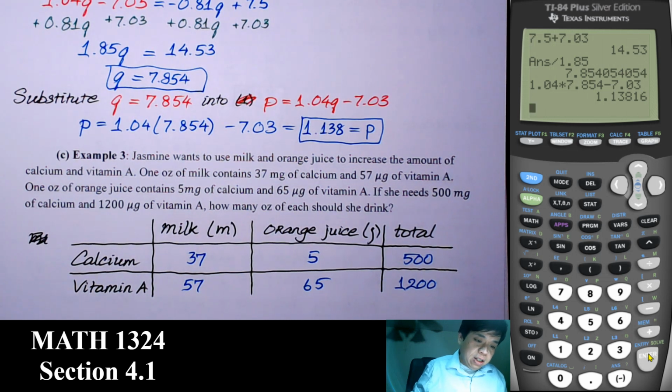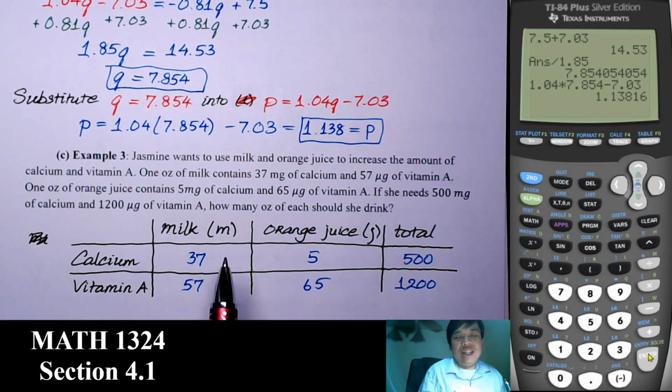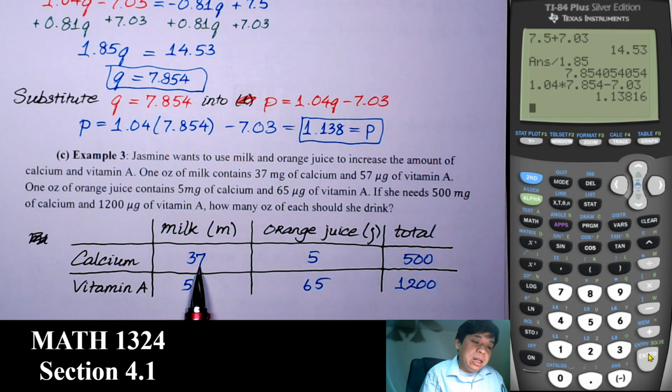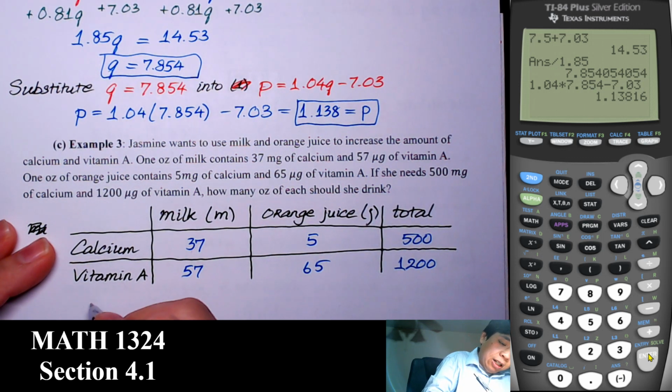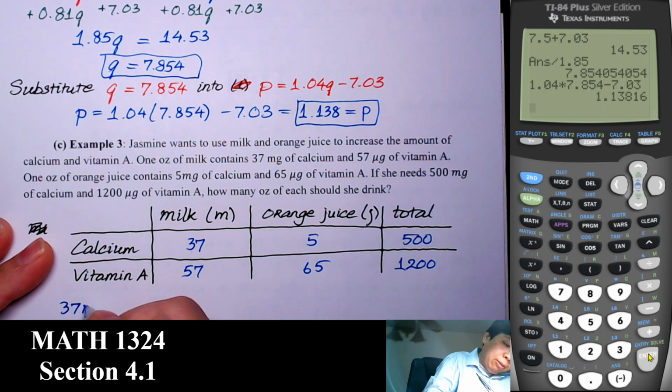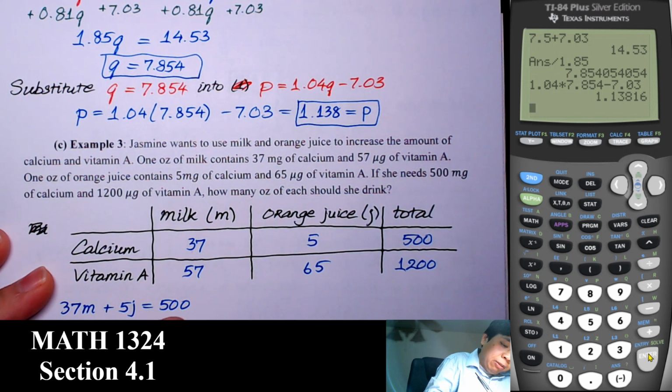What we have is for 1 ounce, so of course you have to drink more than 1 ounce. I assume that makes sense, right? So we multiply 37 by M. That's how much calcium you get from milk, and 5 times J is how much you get from orange juice. So we have 37m plus 5j equal to 500, and 57m plus 65j equal to 1200.